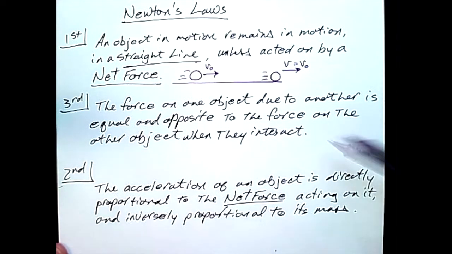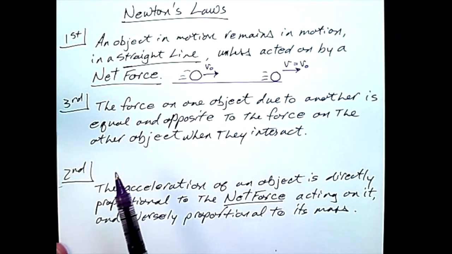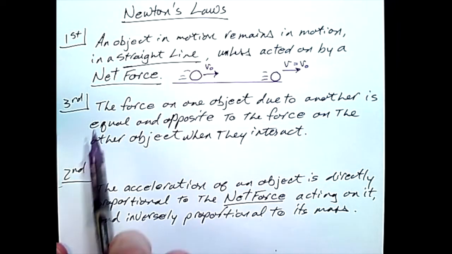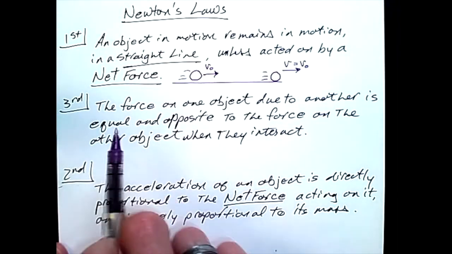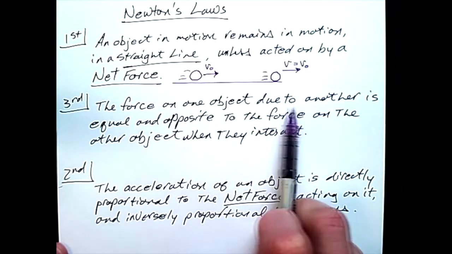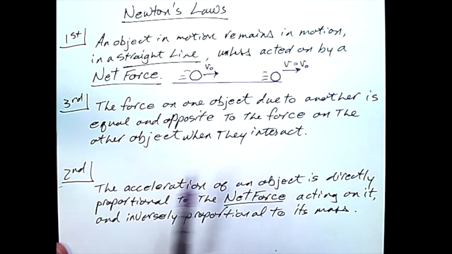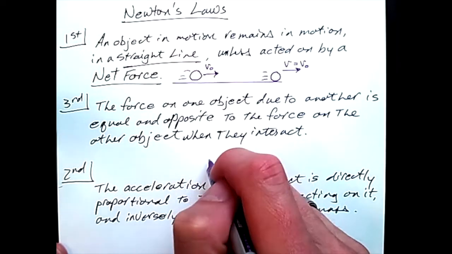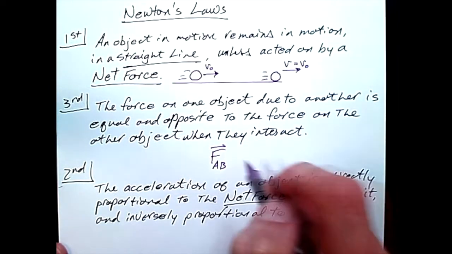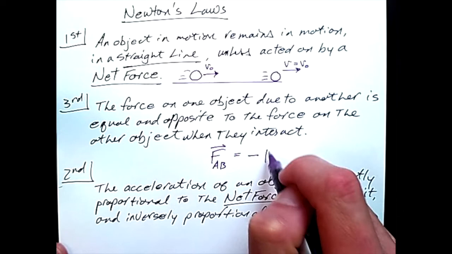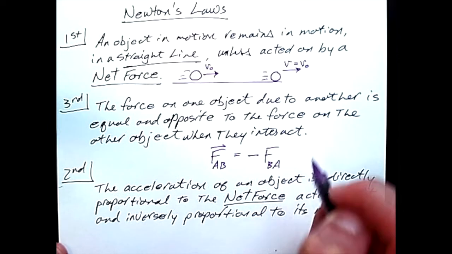However, if that object were to encounter another object and collide with it, as we saw in the momentum calculations, it's very possible that the object will experience a force. The third law describes that force acts when two objects are acting together. So the force on an object due to another object is equal and opposite to the force on the other object when they interact. This is written mathematically as the force on A due to B, as a vector, is equal and opposite to the force on B due to A, as a vector.